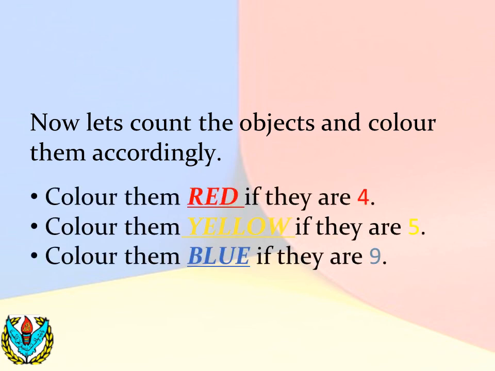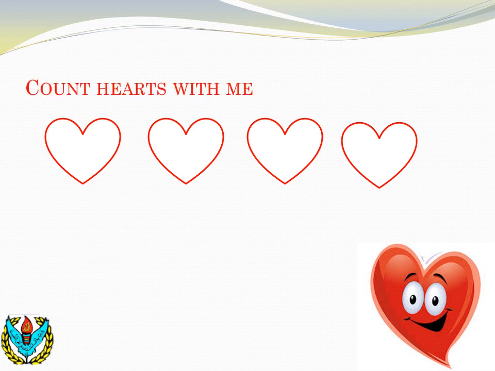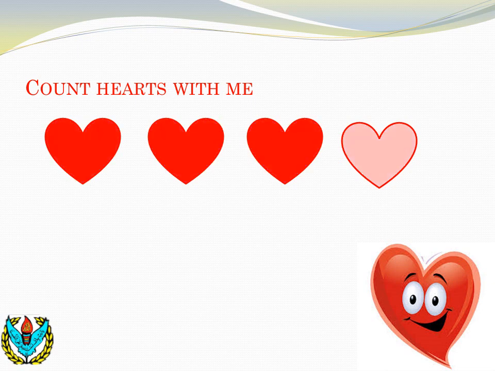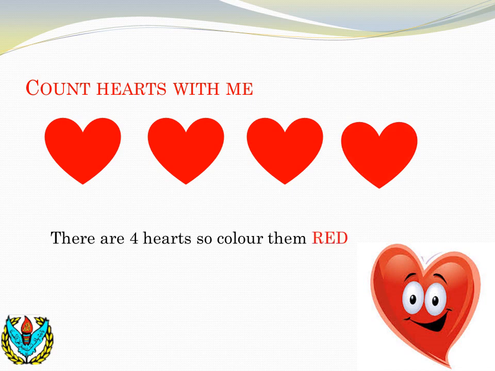We count objects. If there are 4 in total, we will color them red. If 5, we will color them yellow. And if these are 9 in total, we will color them blue. Wow, beautiful hearts are there. Count with me. 1, 2, 3, 4. There are 4 hearts, so we have to color them red.